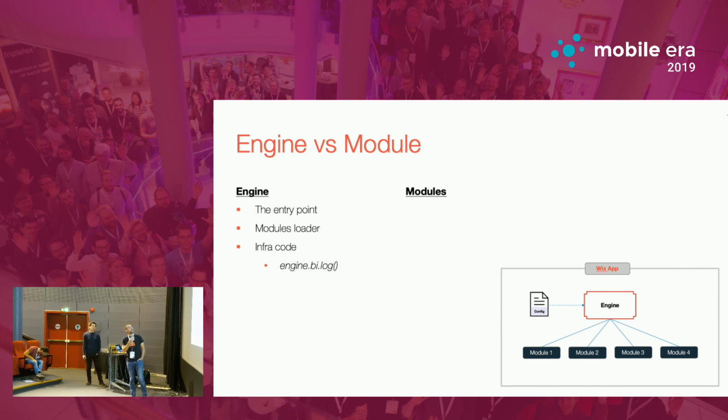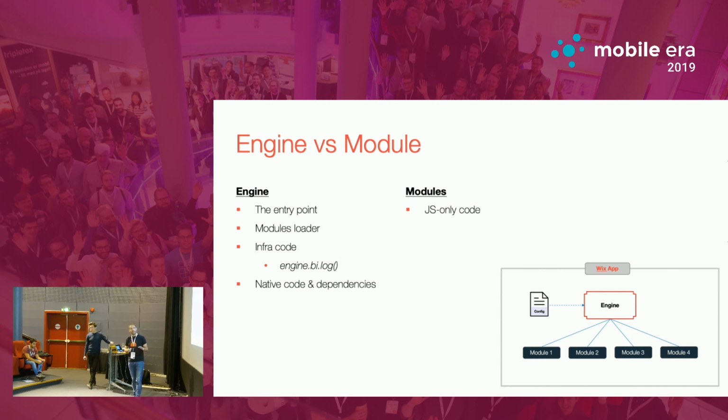For instance, we have a global object called engine, and our modules can call functions in there, for instance engine.bi.log, to send analytic events to our BI server. We also put all the native code and all the native dependencies inside the engine, and modules have only JavaScript code. We do this to have the engine as a whole app.